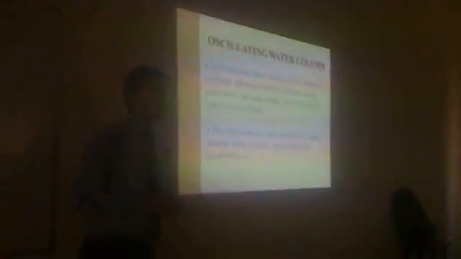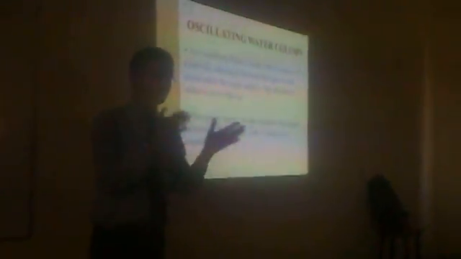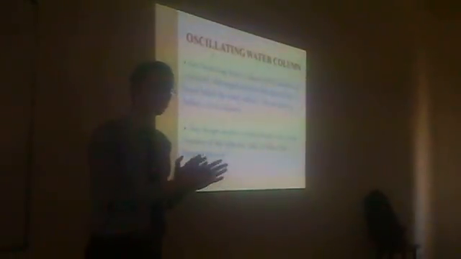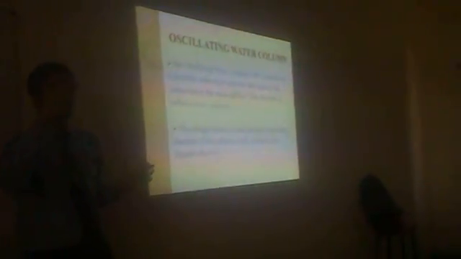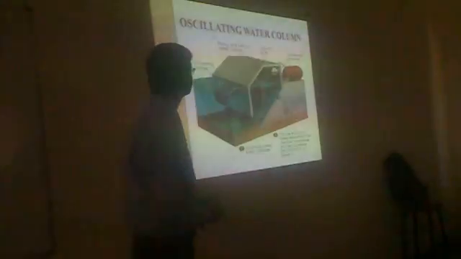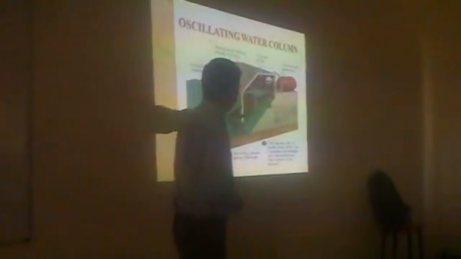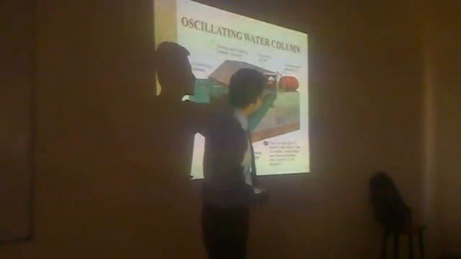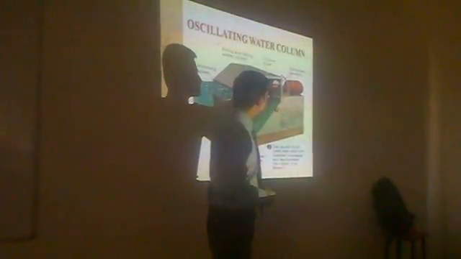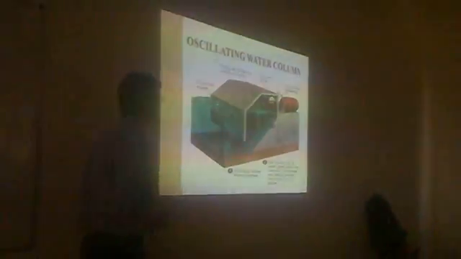Now, oscillating water column is a structure which is partially submerged into the ocean, and it has a chamber in which one end is open to the ocean water and the top half is empty for the air. This is the oscillating water column. This end is open to the ocean, and this column has this much space for the air. Here we have a turbine which is a Wells turbine.